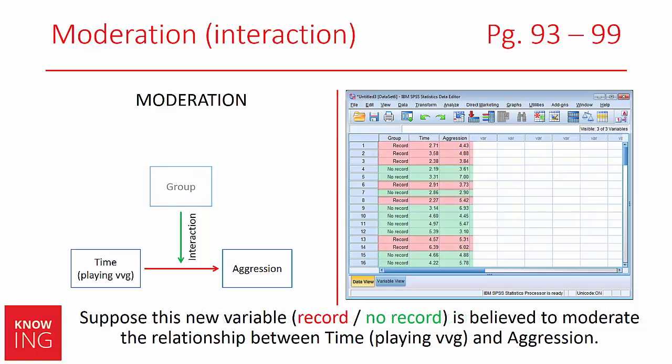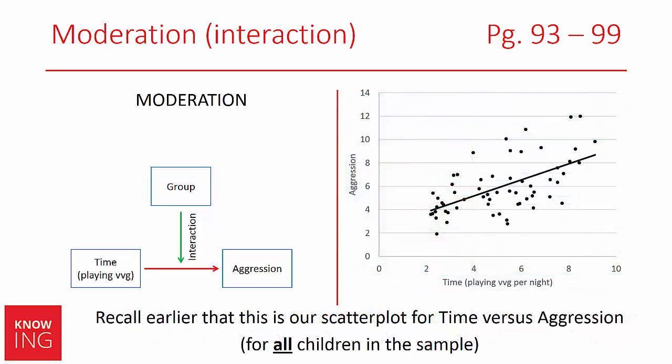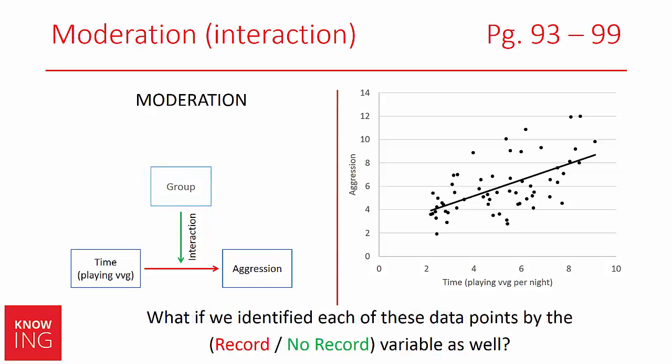Now, suppose this new variable, record or no record, which I just lazily called group, is believed to moderate the relationship between time spent playing violent video games and aggression. Recall earlier that this is our scatter plot for time versus aggression, and that this scatter plot is for all of the children in this particular sample. Now, instead of looking at all the children, what if we actually identified these data points by their group as well? So instead of all black points here, we identified the record children, or the children who have parents with police records, as red, and the ones with no records as green.